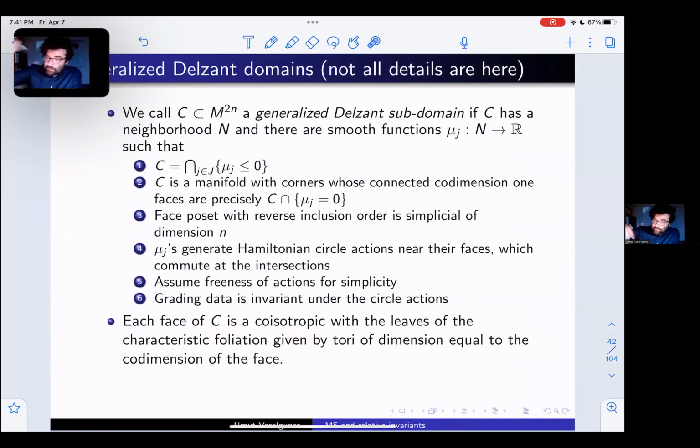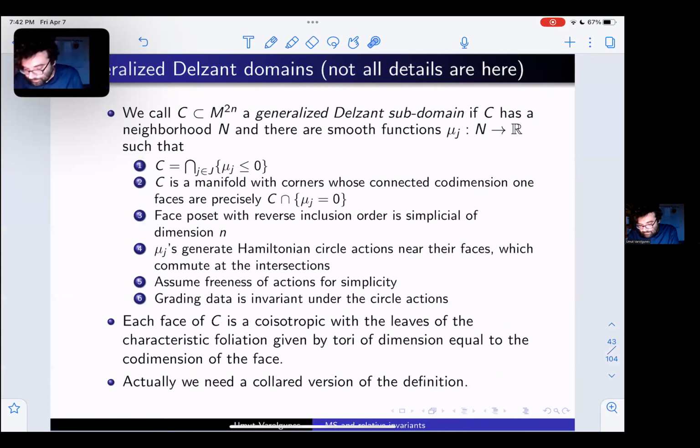And then you can see that each face of this generalized Delzant domain is a coisotropic, and if you look at the leaves of the characteristic foliation of these coisotropic submanifolds, they are given by tori of dimension equal to the codimension of their face. So for example, if you're in a codimension 1 face, then you just have a circle action, so you have just a circle fibration. But if you look at a codimension n face, that's just given by a Lagrangian torus, and there's nothing else, just a Lagrangian torus. And everything in between.